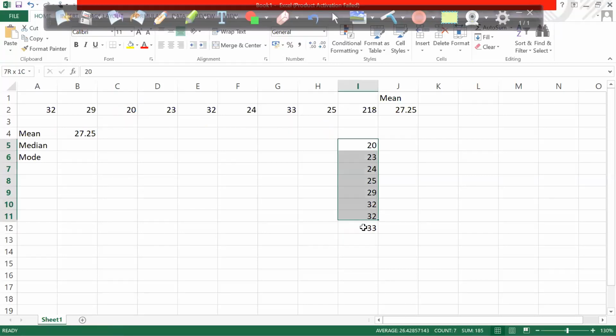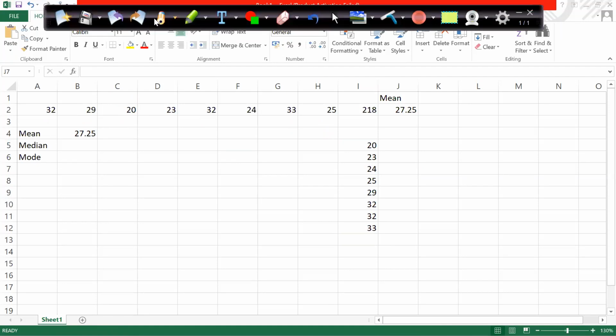Now here I have an even number of values. If you see, the total count we have is 8, and when we have an even count, in that case we have to take the middle two values. So the middle two values are, among 20, 23, 24, 25, and 29, the 25 and 29. And then I will take the average, right?